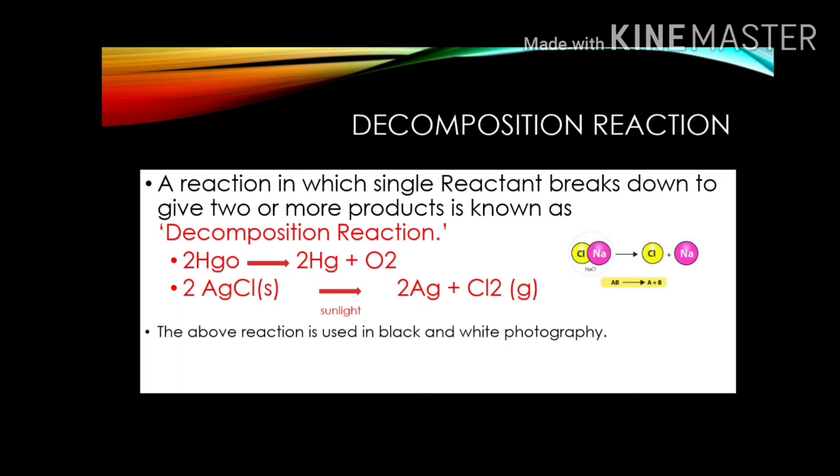In combination reaction, there were 2 substances and they were forming one new substance, while in decomposition reaction only one substance is there, but it breaks down to form 2 or more products. Now let's have a look at another.